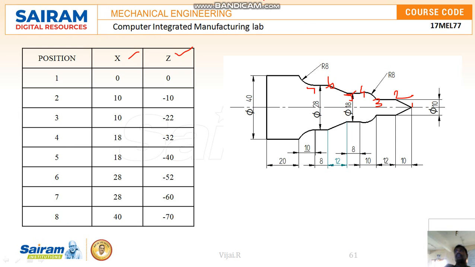So here the position is 0, 0. And for position 2, it is the diameter. You know the diameter is 10 mm, and for the length of 10 mm, z minus 10. And from 2 to 3, this is the third point. We are just writing the coordinate points of the particular points, where it is, what is the exact point of this.